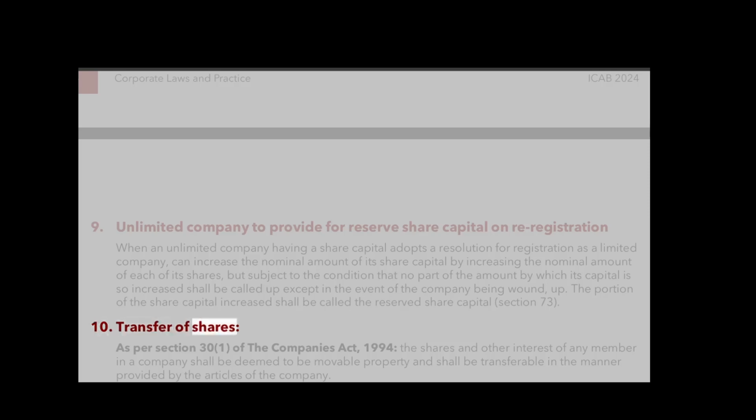10. Transfer of shares. As per Section 30(1) of the Companies Act, 1994, the shares and other interest of any member in a company shall be deemed to be movable property and shall be transferable in the manner provided by the Articles of the Company.